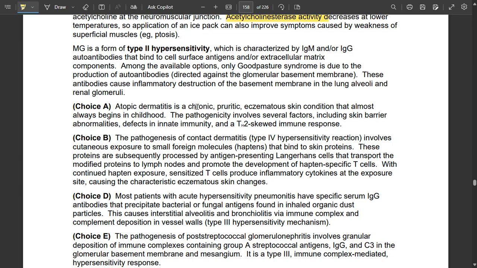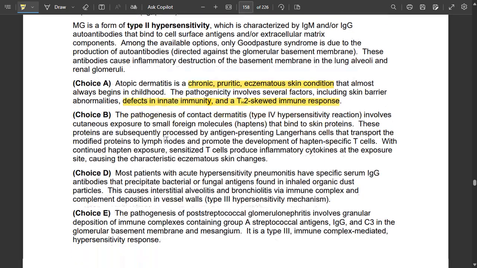Atopic dermatitis is a chronic pruritic eczematous skin condition that almost always begins in childhood. The pathogenesis involves several factors including skin barrier abnormalities, defects in innate immunity, and a type 2 helper T cell skewed immune response.